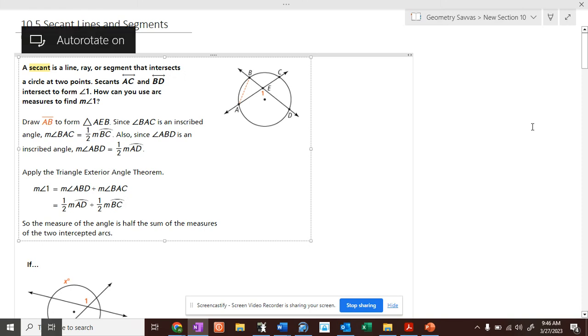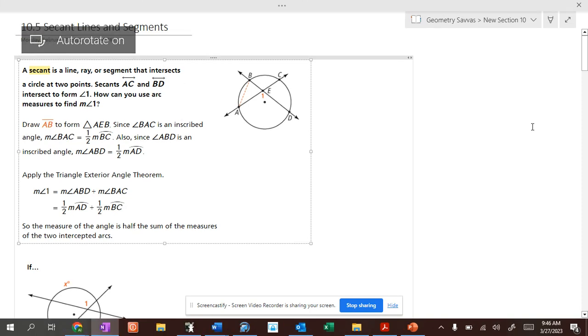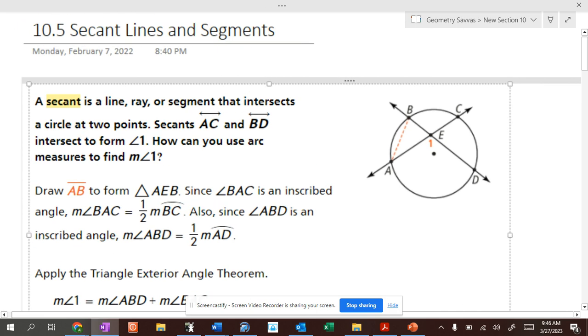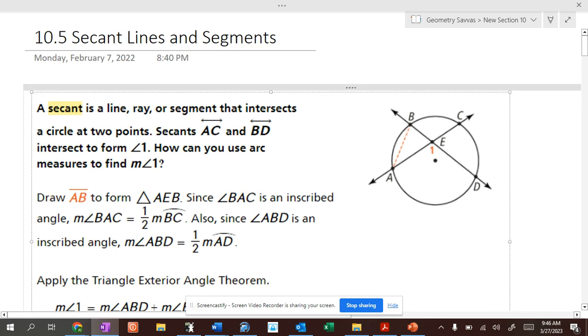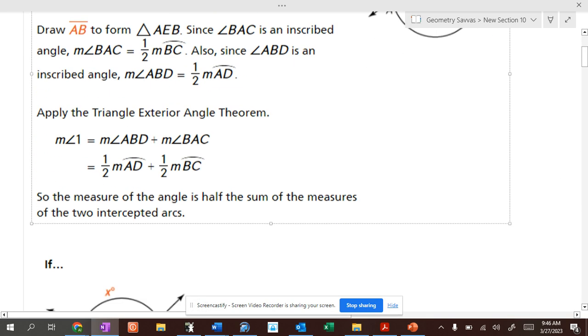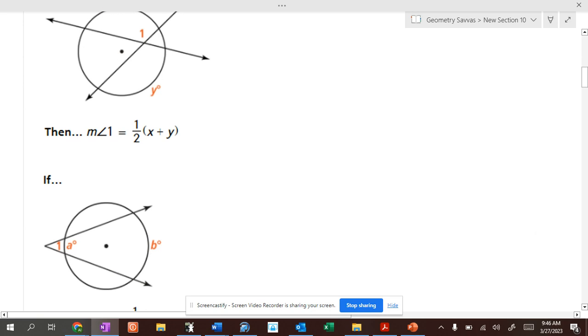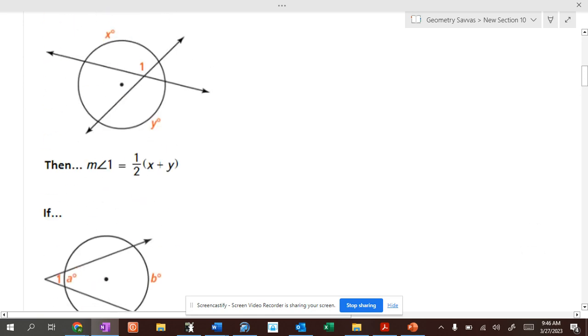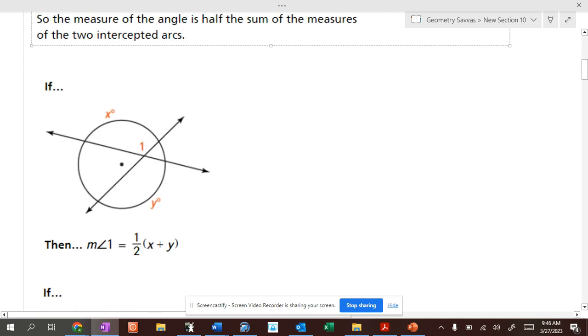All right, so we had secants last time, so this is already on your vocab sheet. A secant is a line that crosses through the circle, hits it in 2 points. A tangent only hits it in 1 point. Secant hits it in 2. Okay? All right, then if 2 secants cross inside the circle, you add up the 2 arcs it intercepts and take 1/2 of that, and you get your angle.